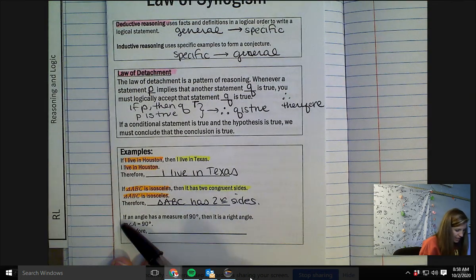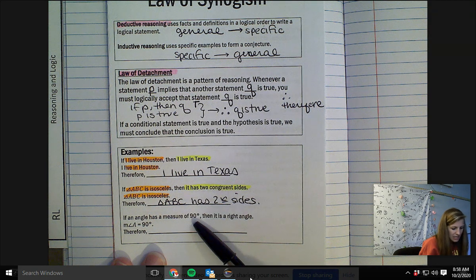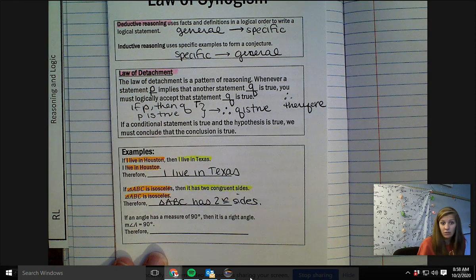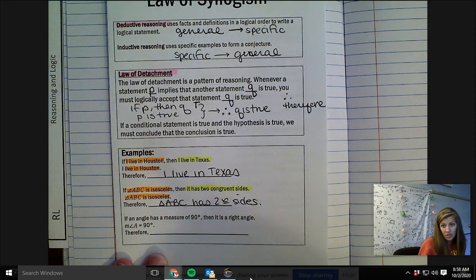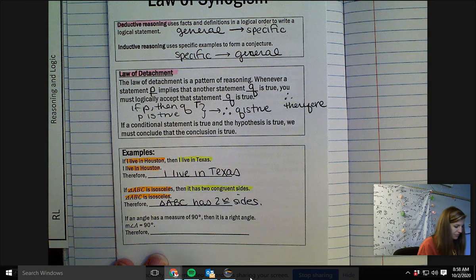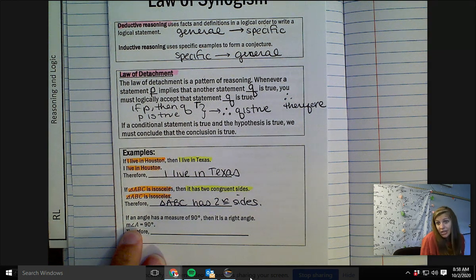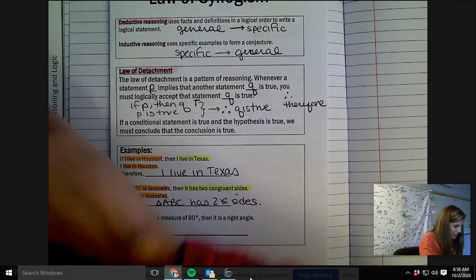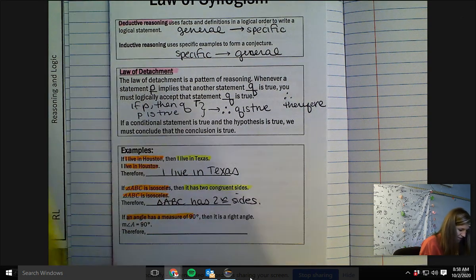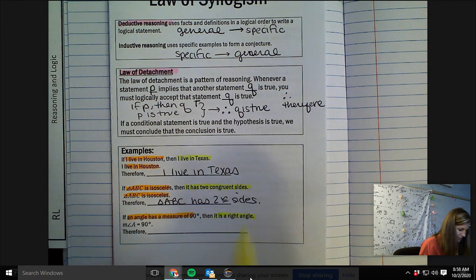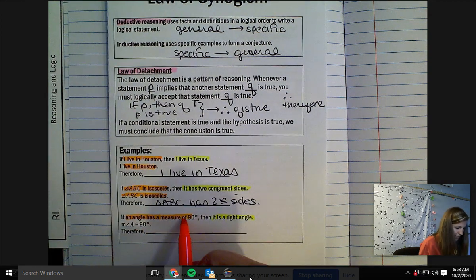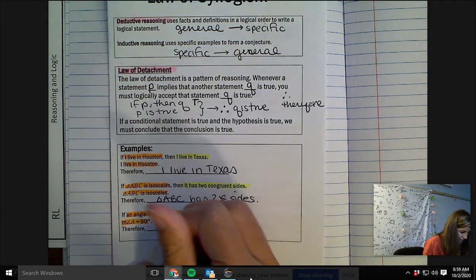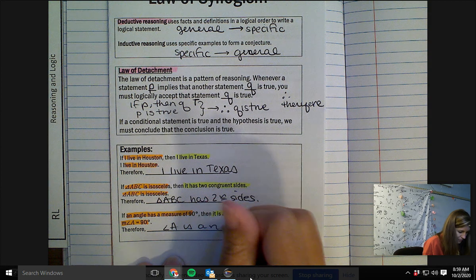Last one. If an angle has a measure of 90 degrees, then it is a right angle. That's a true statement. That's the definition of a right angle, right? The measure of angle A is 90 degrees. So somewhere we have an angle A. It measures 90 degrees. So make sure things match up here. We have an angle that measures 90, then it's a right angle. This is saying the same thing as that. Therefore, I can conclude that angle A is a right angle.